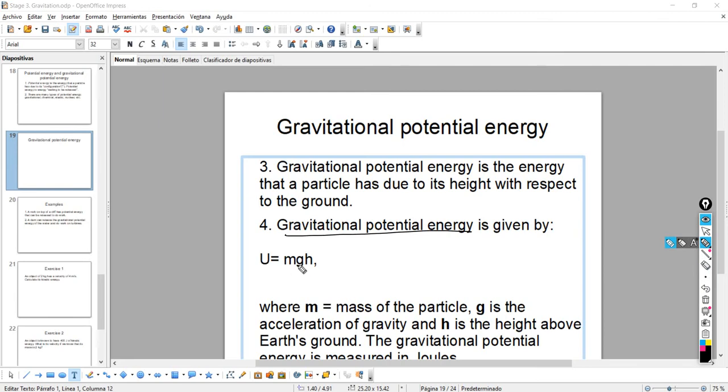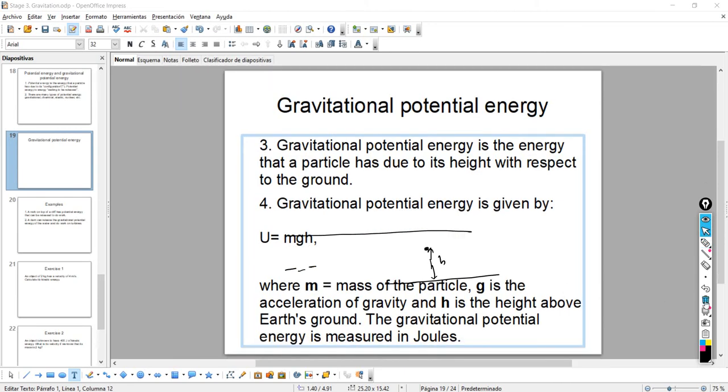And it's gonna be equal to the mass of the particle times the acceleration of gravity, which is 9.8 meters per second squared, and then the height above the surface in which you have the particle. For example, if this is the ground or the surface, the floor, and this particle is at a certain height from the ground, then that's the height that you're going to place in here. And once again, the gravitational potential energy, since it's energy, is going to be measured in joules.